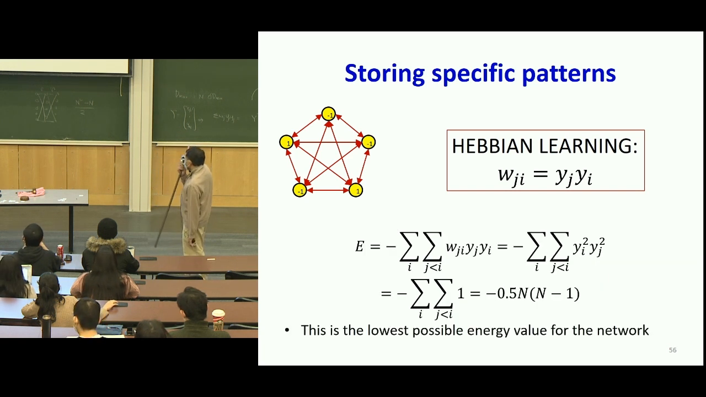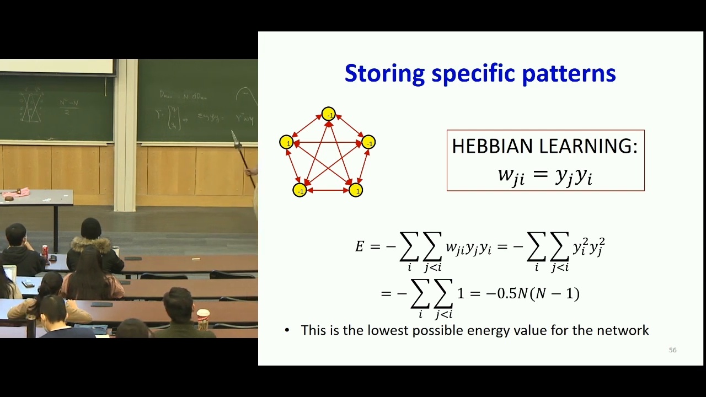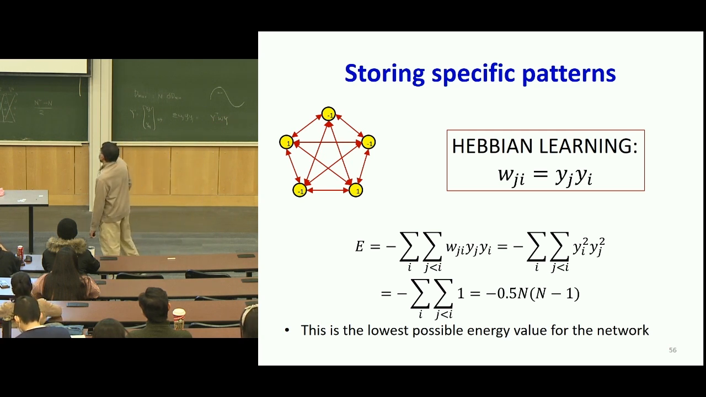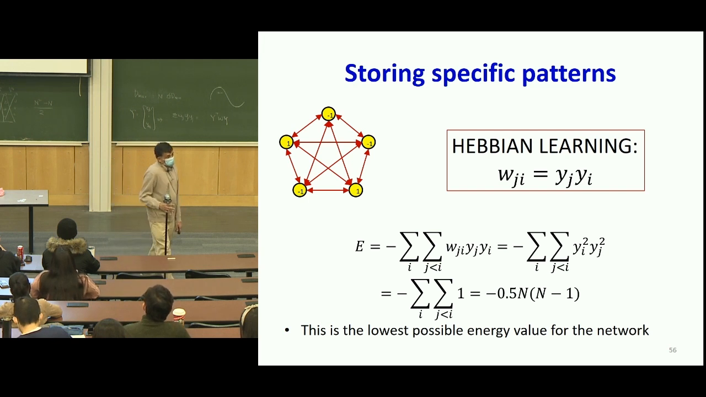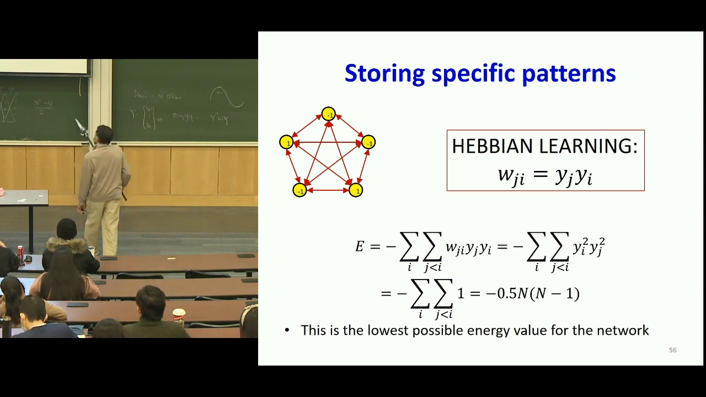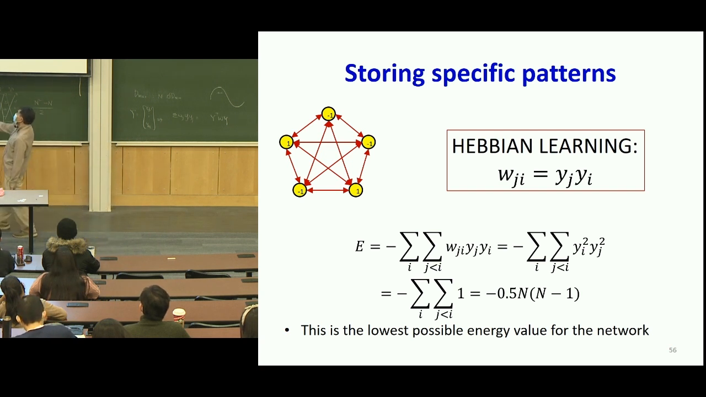Now, what about stability? We have two requirements, stationarity and stability. Now let's go back and look at the total energy in the network. The total energy in the network is simply this term over here. Remember, it's minus the summation over all pairs of wij times yij, correct?